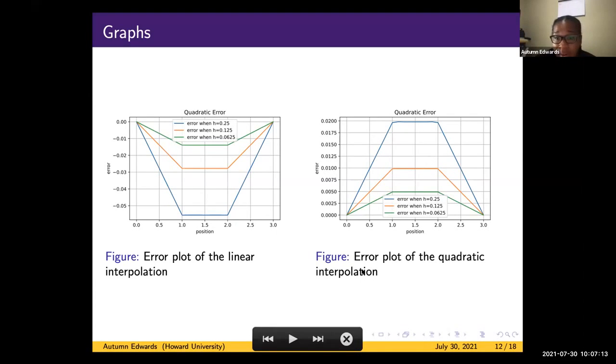And then here in our quadratic interpolation, we see that the error is already a lot smaller, even when we have our nodal spacing of just 1/4. But as we get all the way to 1/16, comparing the error right here, this is 0.02, here our error is 0.05. So we can compare and contrast those errors when we do a linear interpolation versus our quadratic interpolation.